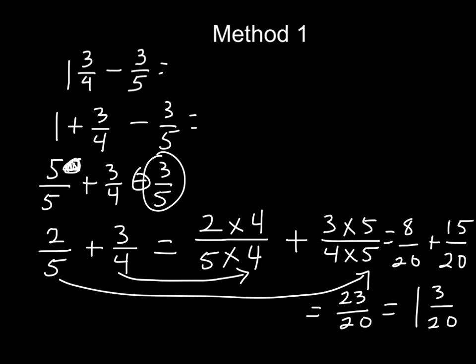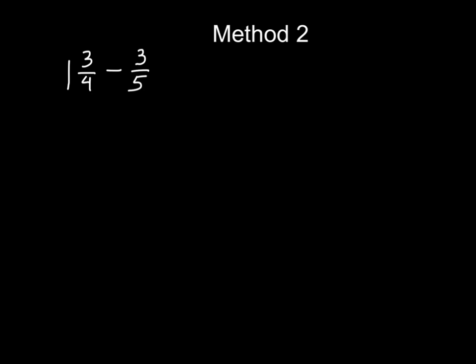So let's move on to method 2. Okay, this time around we are still going to decompose 1 3/4 into 1 plus 3/4 right away, and then subtract the 3/5. And we are going to kind of separate that 1 out and subtract the fractional parts. Since 3/5 is smaller than 3/4, we can do this easily, and we'll kind of just leave the 1 out of it until the very end when we add it back in.